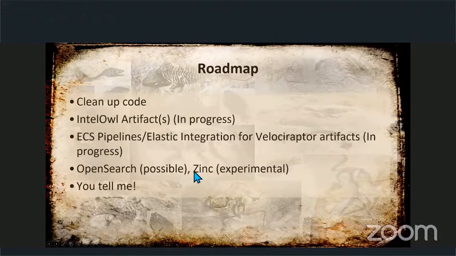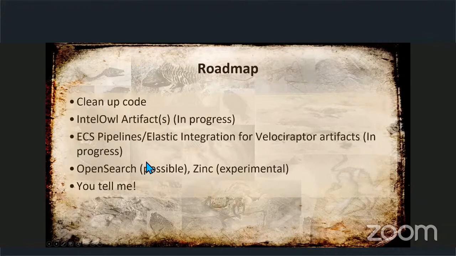Now, as far as the roadmap, there's some code cleanup for this, because I did rush some of this just to try to get it ready. And the Intel artifact is on the roadmap. There's some other stuff around. I've experimented with Zinc a little bit for a more lightweight data store for the Elastic data. And then, also considering OpenSearch. But I'd be really interested if folks are interested in this at all, or think it's stupid, or if you have any other ideas that might make this more amenable or easier to leverage, or whatever. Really, I'm just hoping to get some feedback and let me know what you all think.